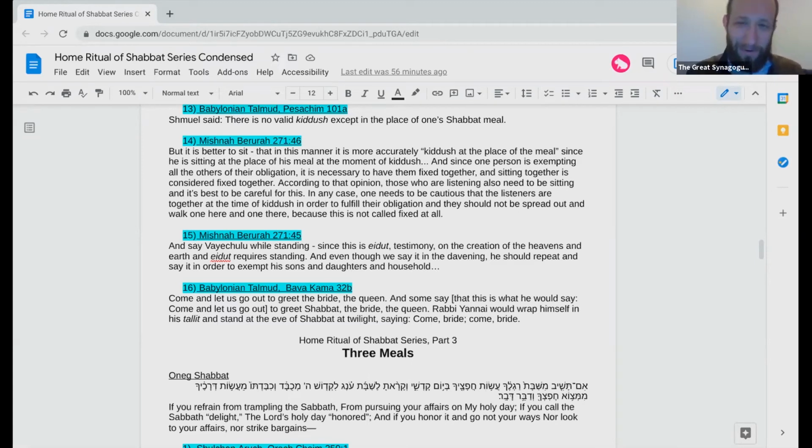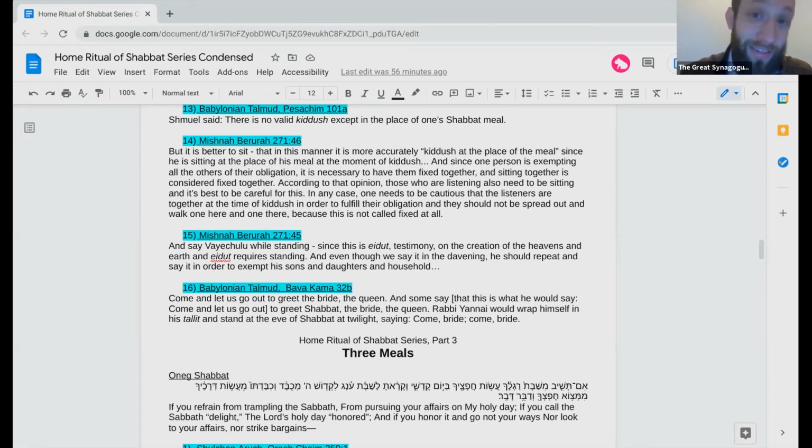So now we're going to see what the sources for standing are, because we know there are different customs, different ways people do it. Actually, we'll see there are 3 different customs of the choreography for Kiddush. Source number 15: and say Vayechulu while standing, since this is edut, testimony, on the creation of the heavens and the earth, and edut requires standing. And even though we say it in davening, he should repeat it and say it in order to exempt his sons and daughters and household.